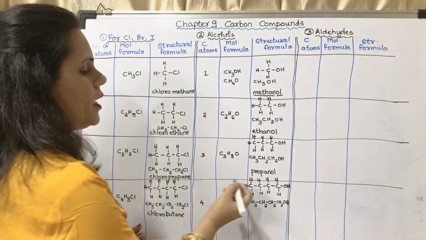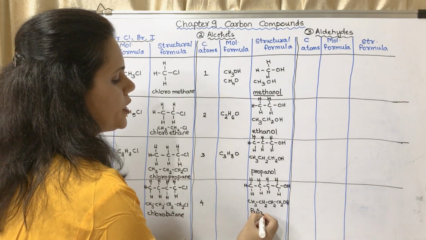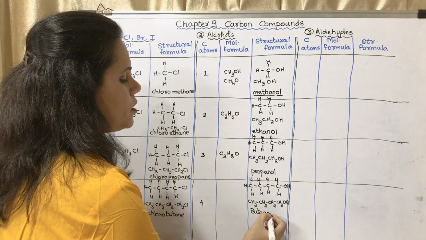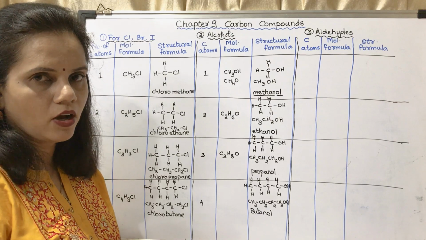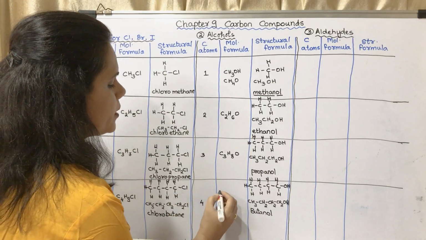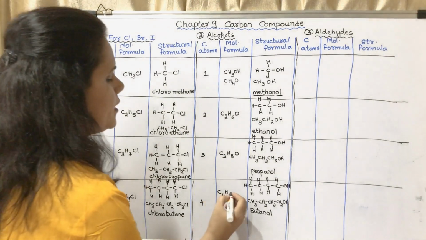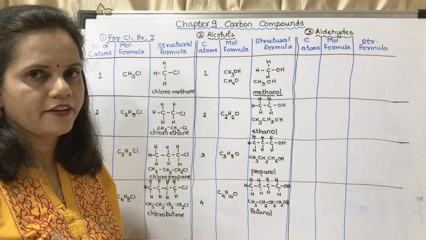What will be the name? As there are 4 carbon atoms, the parent is butane, and as the functional group is alcohol, the suffix ol is added. So the name is butanol. What will be the molecular formula? It will be C4H. How many H's are there? 10 H's are there and 1 O. This will be the molecular formula.